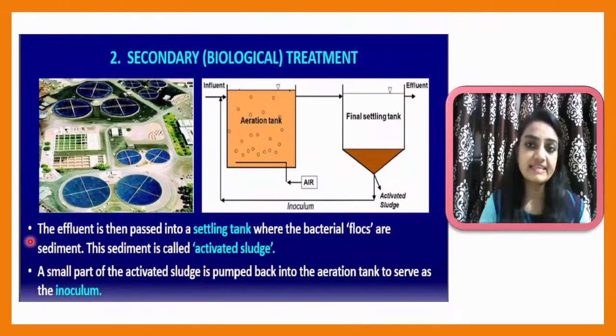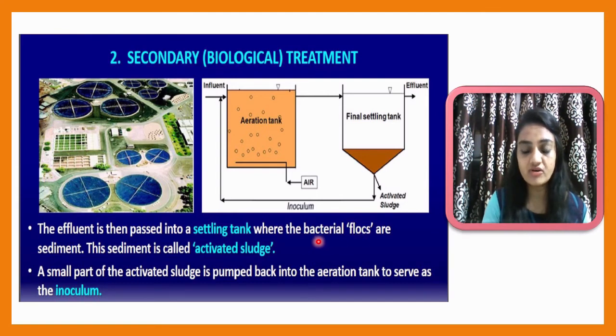After minimizing BOD, the effluent is passed into the settling tank, which is another tank. This is the aeration tank, in which BOD is lowered, and then the processed sewage water will be treated further in the settling tank. So after the BOD is decreased, the effluent is passed into the settling tank, where the bacterial flocs settle.